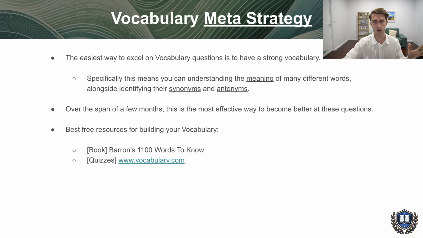So we'll start with the meta strategy first, which really, the easiest way to excel in vocab questions is just to have a strong vocabulary. The more words that you know, the more words that you understand, the more likely the questions that come up on the exam are going to be ones that you already know. Now, over the span of a few months, particularly if you have 3 months, 6 months, 12 months, beyond 12 months, you can really improve your vocab. You can easily add 500 to 600 words per year.